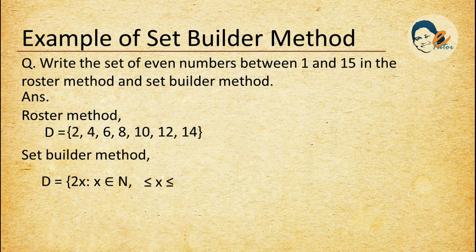So, what is the lowest value in the set? 2. So we can write 2x equals 2. So x equals 1. So this is our lower limit.